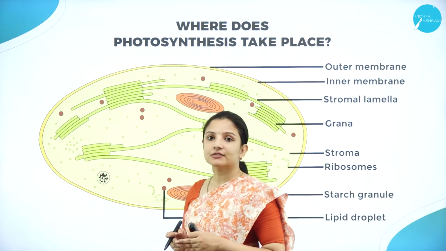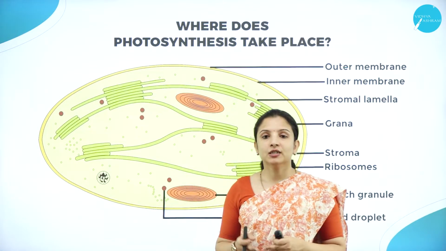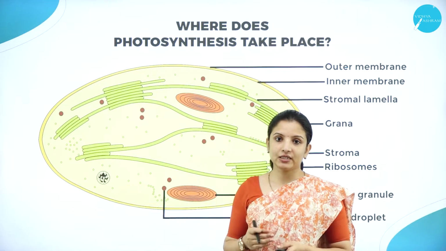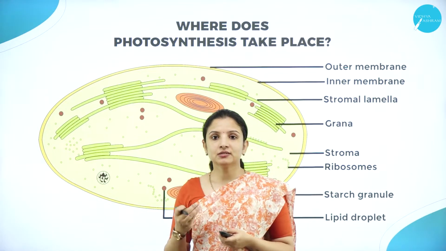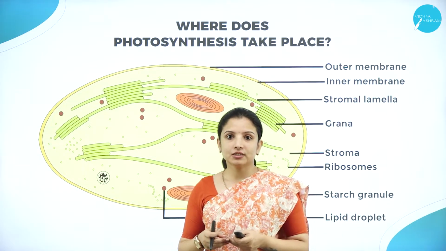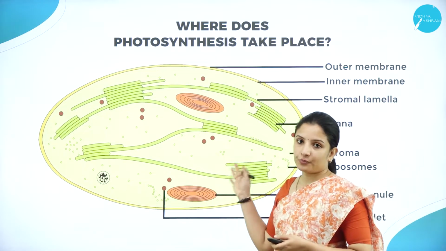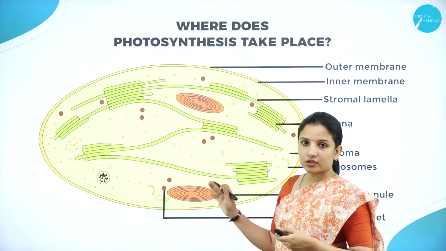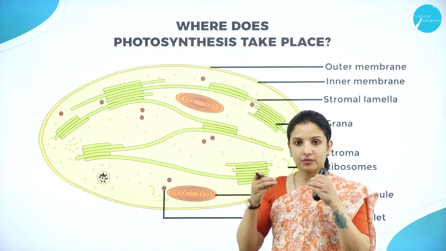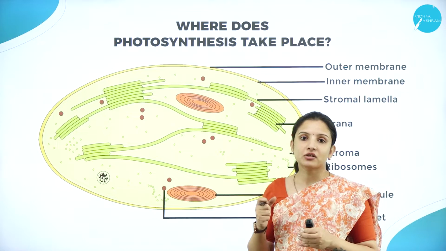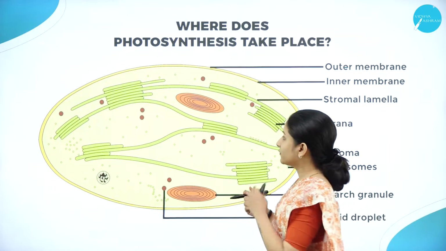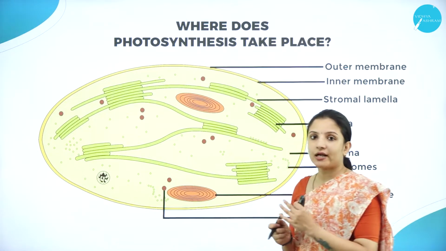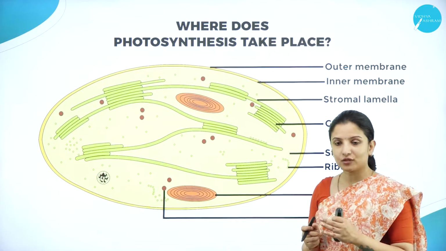The leaf consists of mesophyll cells. In the mesophyll cells of the leaves, there are organelles called chloroplasts, and these chloroplasts contain chlorophyll pigments and therefore help in trapping the light. For this we need to first understand the structure of the chloroplast.